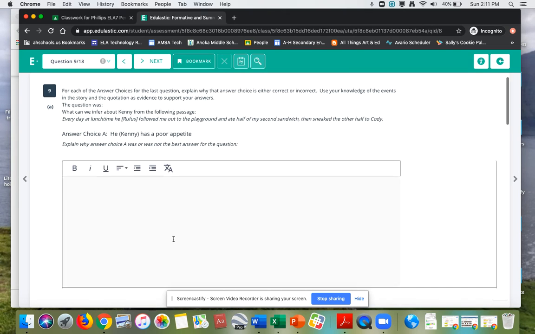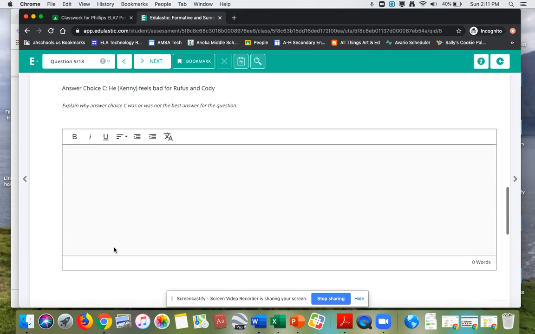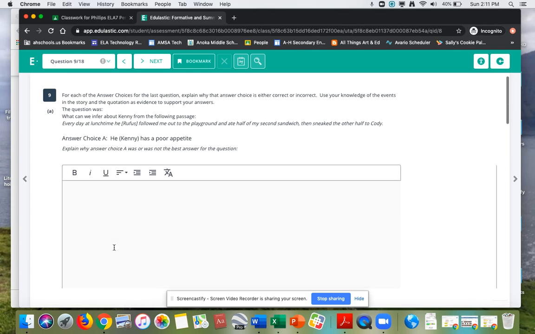Question 9, now you'll notice that there is part A, part B, part C, part D, right? This is kind of an extension of question 8. For each answer choice for the last question, explain why that answer choice is either correct or incorrect, using your knowledge of the events of the story and the quotation as evidence to support your answers. So the question, what can we infer about Kenny from that playground passage that we just had on question 8. Now it's asking you to break down every single answer choice.